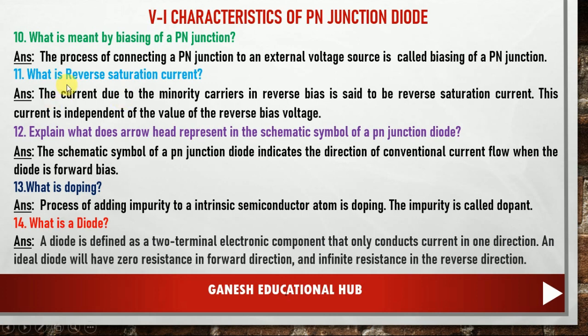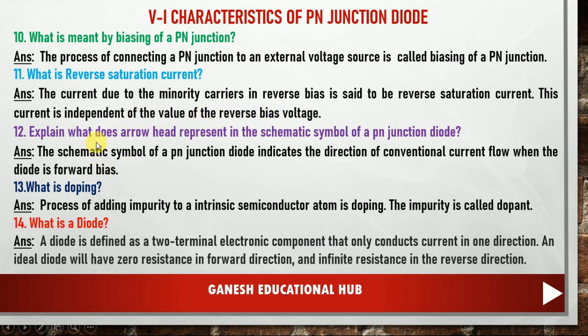What is reverse bias saturation current? The current due to minority carriers in reverse bias is said to be reverse saturation current. This current is independent of the value of the reverse bias voltage.